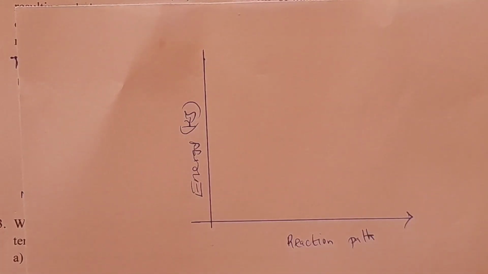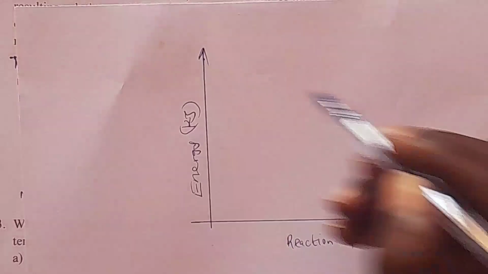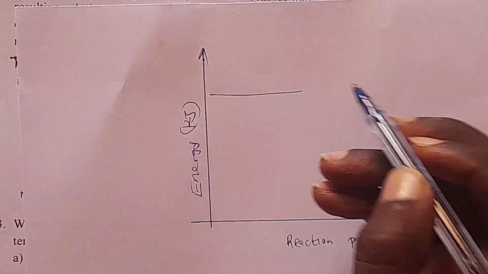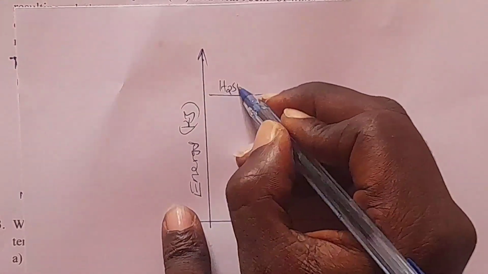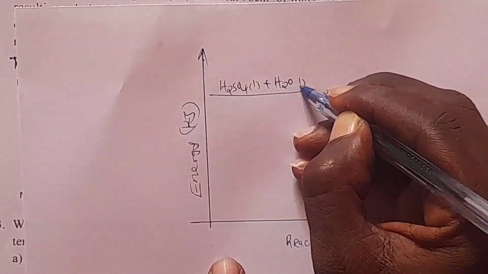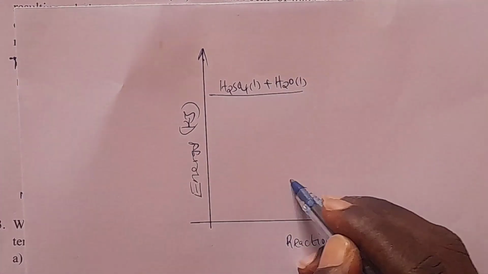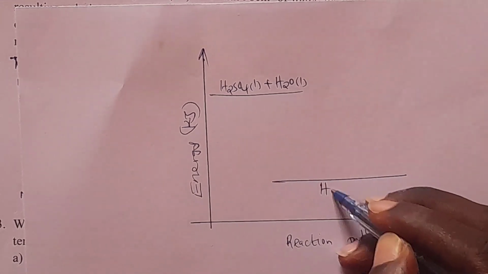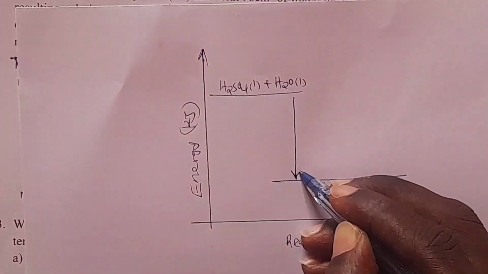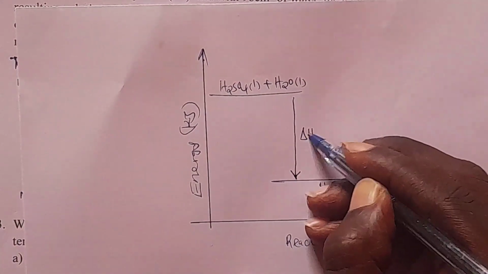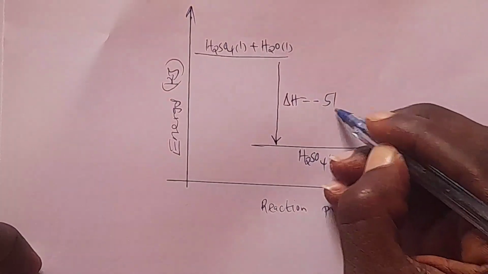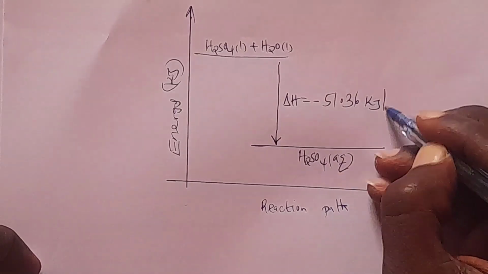This is an exothermic reaction, and in an exothermic reaction, the reactants have a higher energy content than the product. The reactants are sulfuric acid and water. Sulfuric acid, which is liquid, plus water, which is also liquid. When they react, we are going to form sulfuric acid solution. This is aqueous. So the arrow will come from the reactants going towards the product, and the enthalpy change here will be negative. So we have gotten the answer as 51.36, so 51.36 kilojoules per mole.